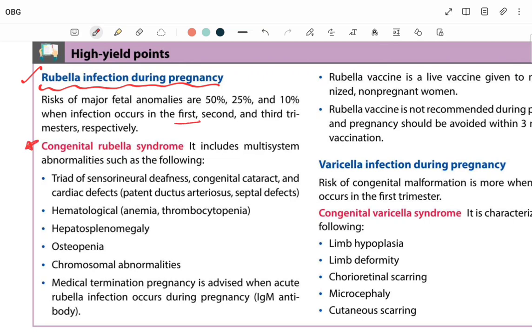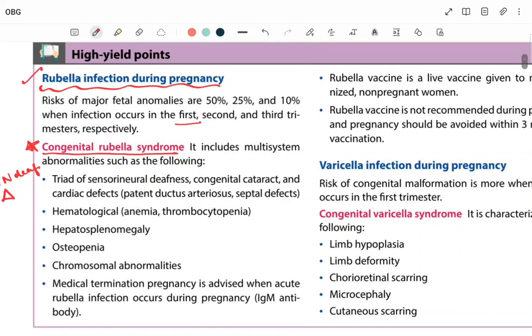Now, what is congenital rubella syndrome? So congenital rubella syndrome includes a multi-system abnormality, such as, it's a triad of sensorineural deafness, congenital cataract, and cardiac defects.